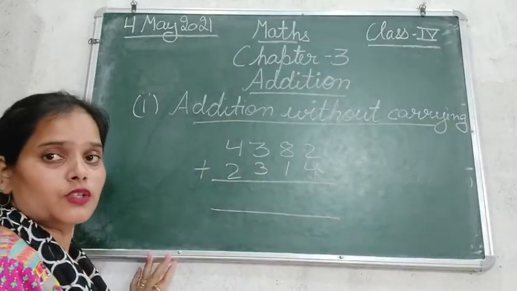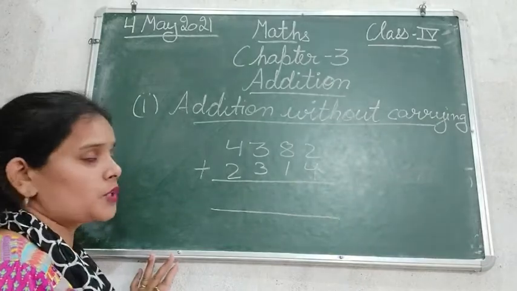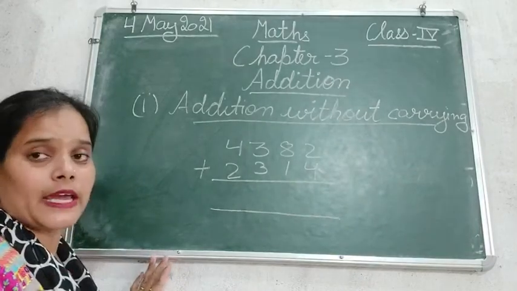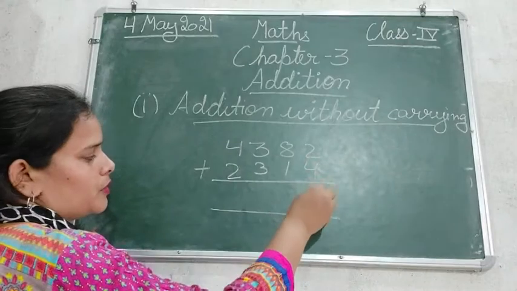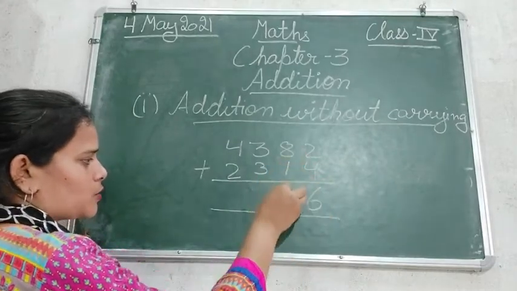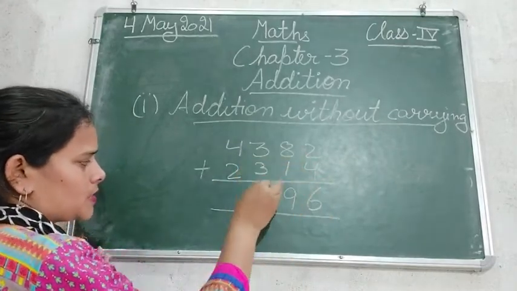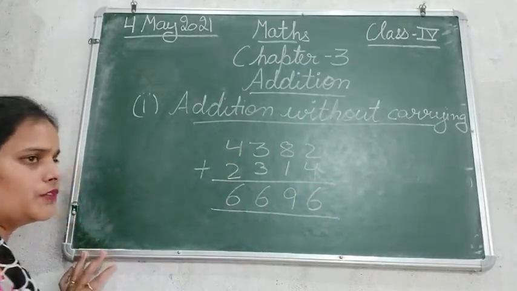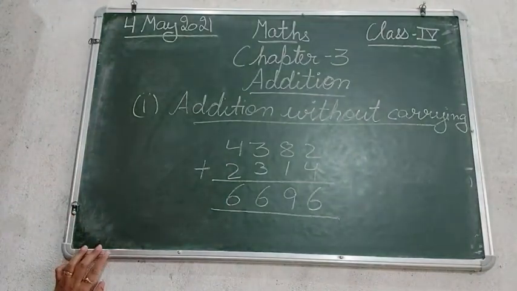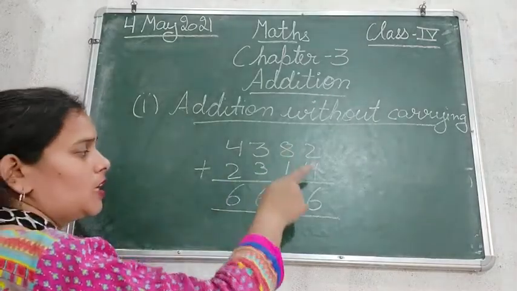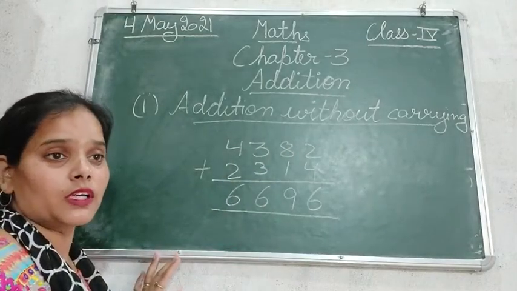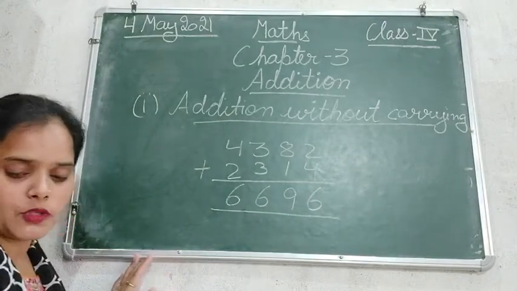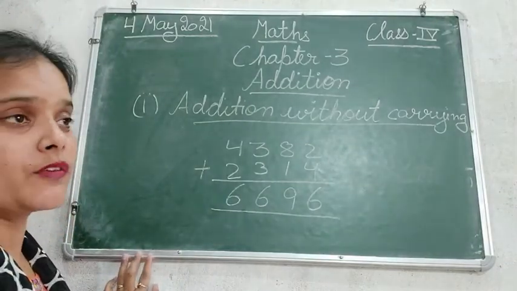So 4,385 plus 2,314. So just add them. 2 plus 4, 6. 8 plus 1, 9. 3 plus 3, 6. And 4 plus 2, 6. So after addition, we got the answer, that is 6,696. So this is addition without carrying. तो इसमें हमने किसी भी तरह का carrying नहीं की. Okay, so this was a simple one that you are doing from class 1.